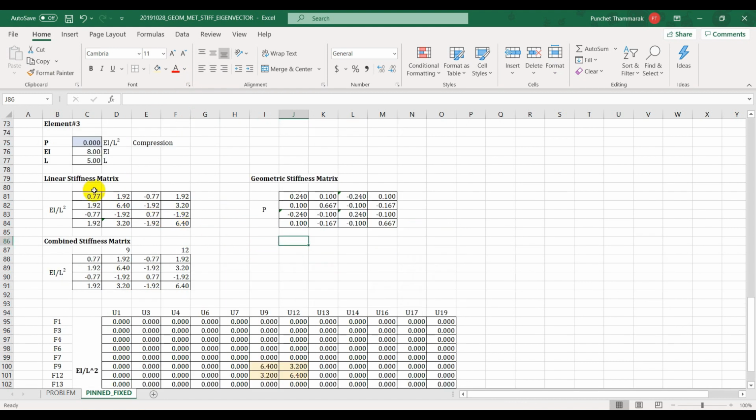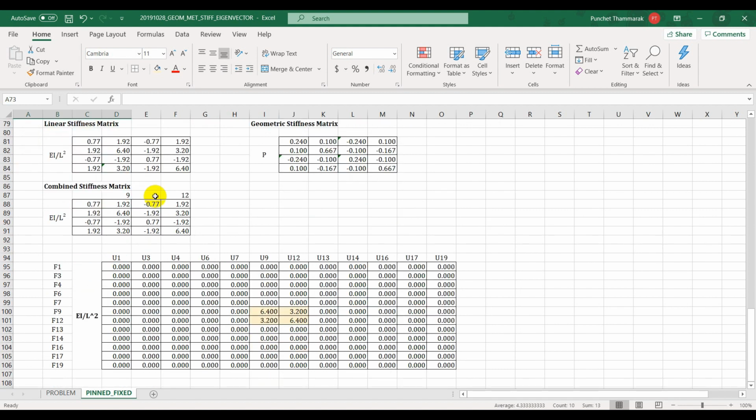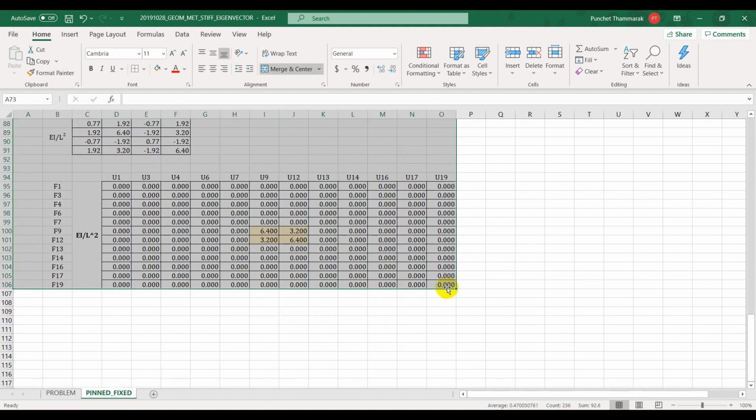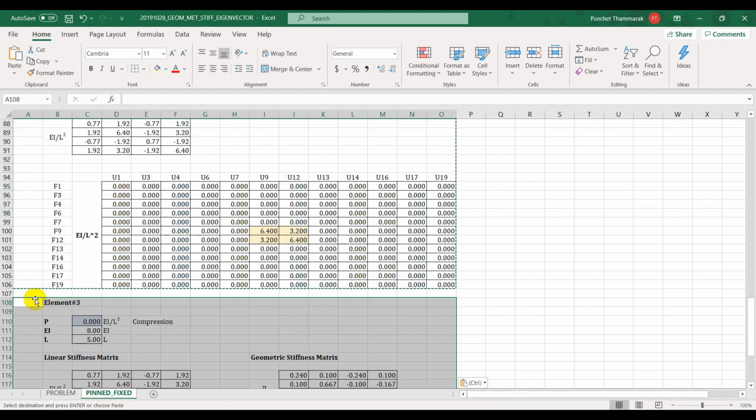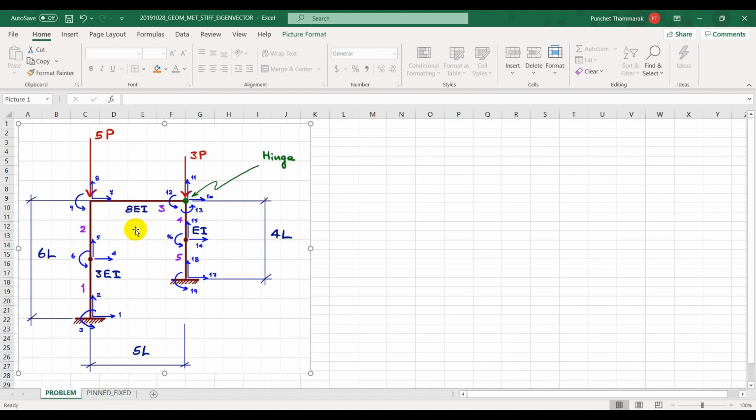Done with the beam. Move to the column. Element number 4. Element number 4, let's take a look here.